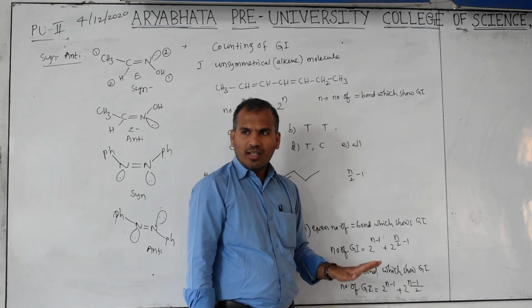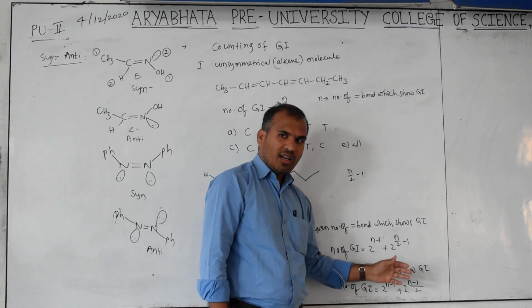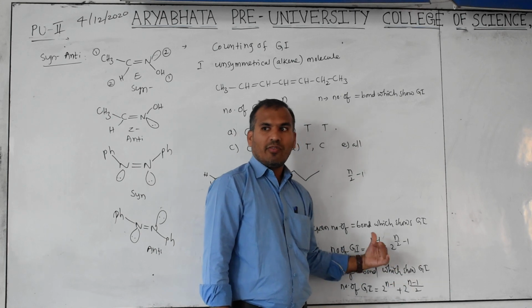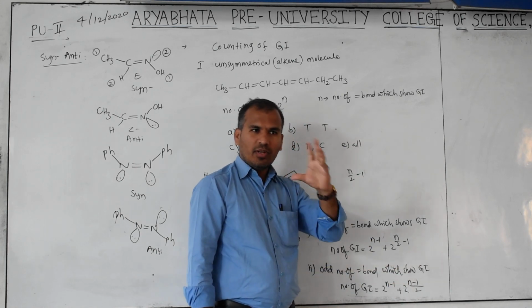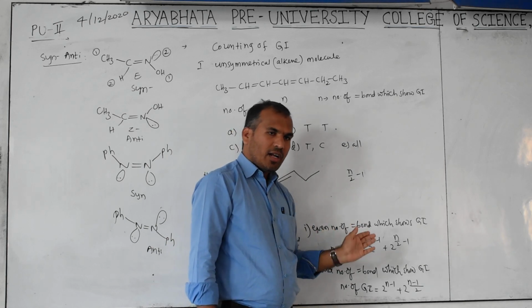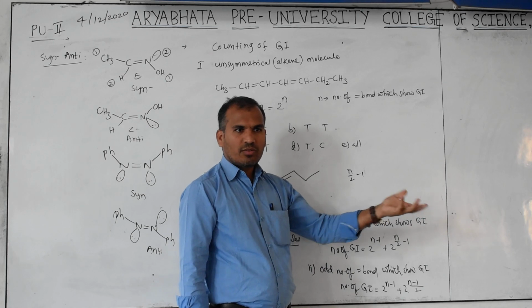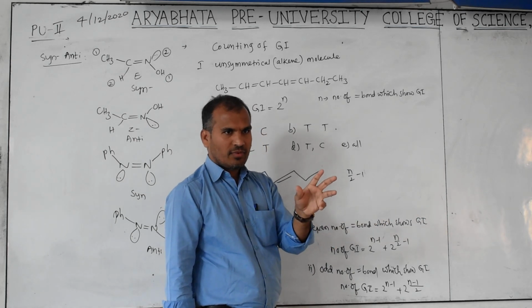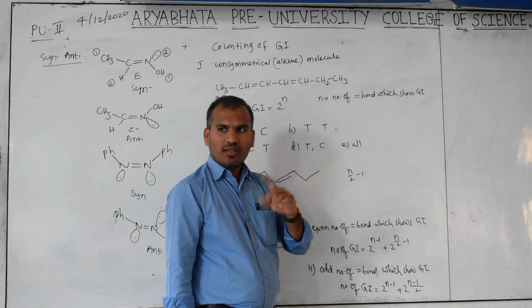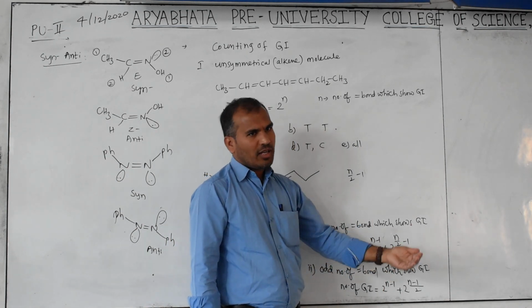General students get confused here only. N by 2 minus 1 for even, or n minus 1 by 2 for odd. Think mathematically: an odd number by 2 minus 1 gives a fraction value, and a fractional molecule does not exist. So you have to convert into even by 2, and again you will get even numbers only.